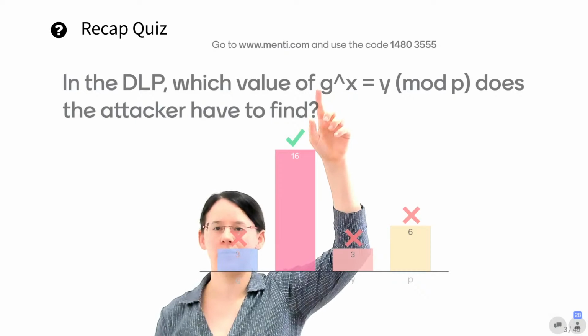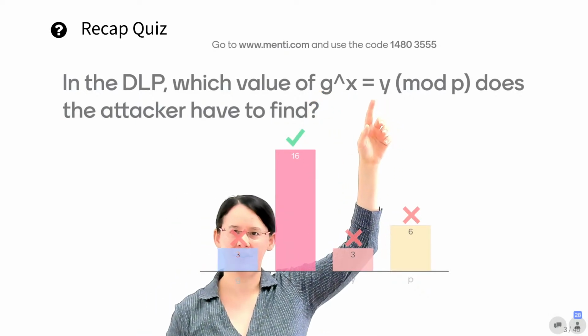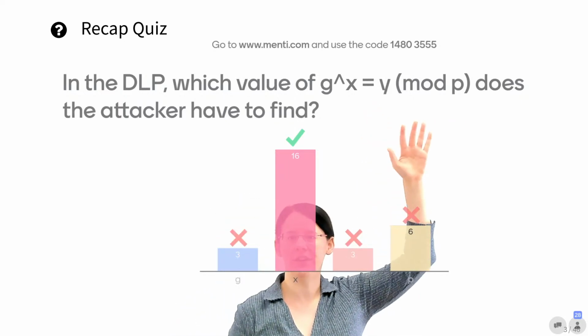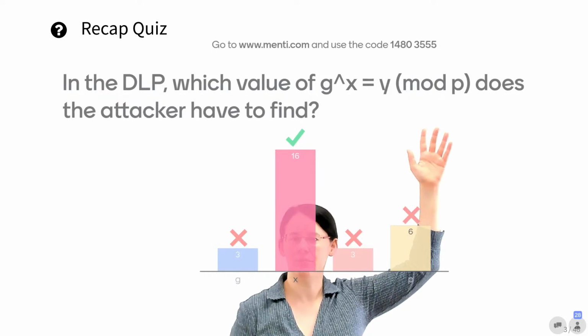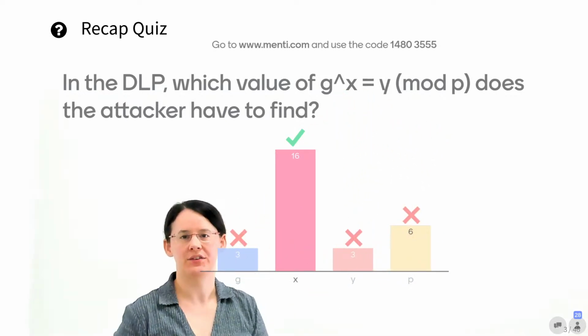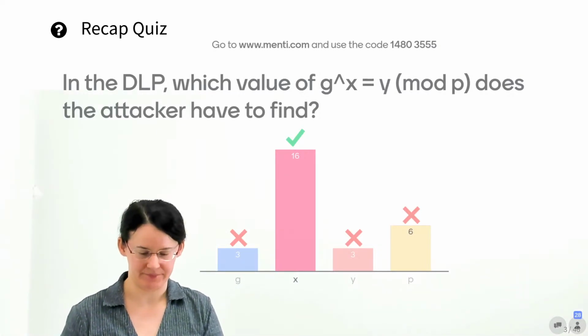So g is a known value, that's the generator. y, the target number, the challenge number, is also known, otherwise we couldn't answer the challenge. The modulus p is generally fixed, it's actually usually the same for every user of the encryption system. And x is the unknown value that we are trying to retrieve. For example, in Diffie-Hellman, x is the private key.